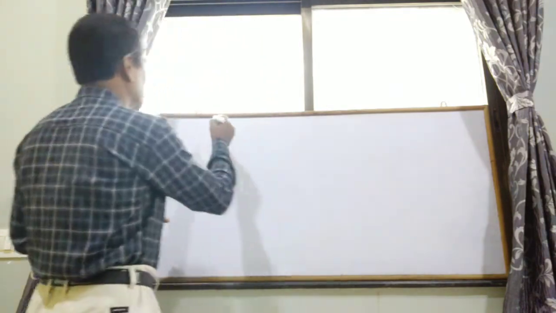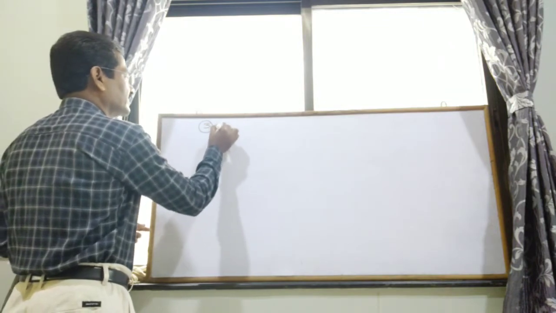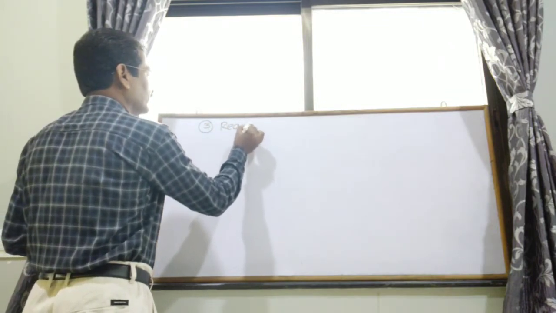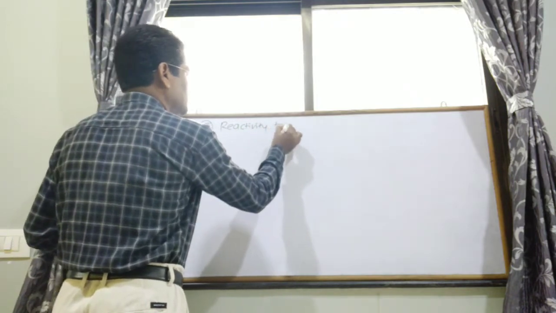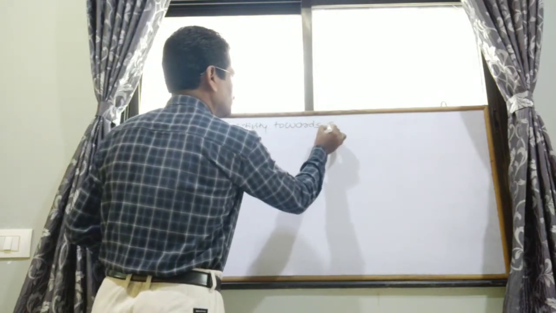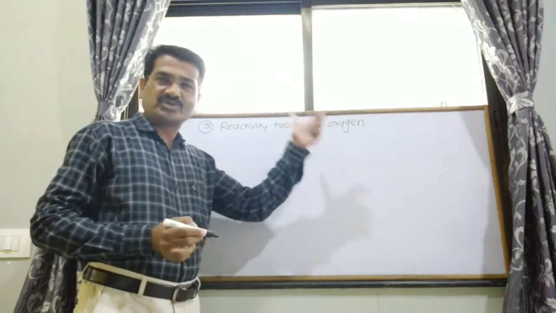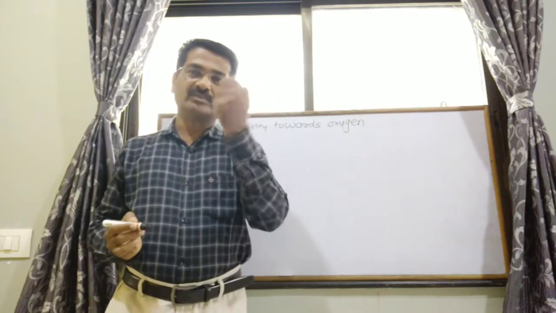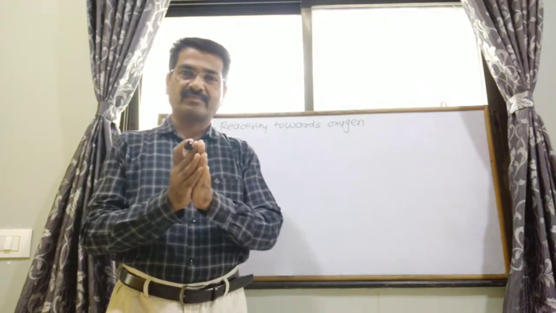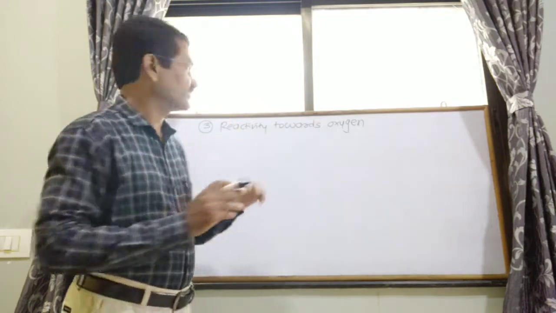Good morning, everybody. In this class, we learn the reactivity of halogens, that is group 17 elements, with oxygen. So see the third chemical property, that is reactivity towards oxygen. Reactivity towards oxygen means what? How to form the reactions of halogens with oxygen.